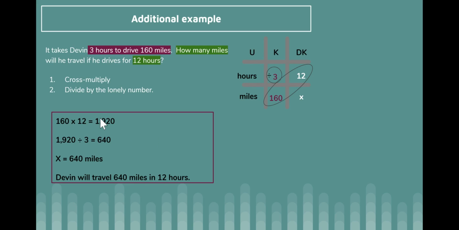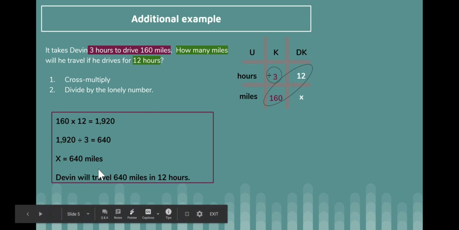After that, then comes my lonely guy. I got to divide by 3. So 1,920 divided by 3 gives me 640. Then I go back and say, okay, so X is 640, and I was looking for miles. So 640 miles is my answer. So Devin will travel 640 miles in 12 hours.